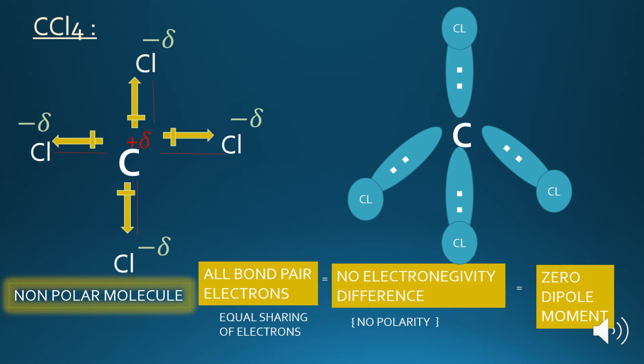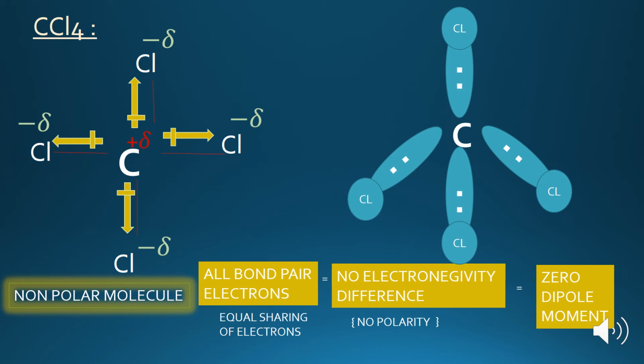As a result, there will be equal sharing of electrons at the four corners of the carbon because these four chlorines will cancel out each other's effect. As a result, carbon tetrachloride has a zero dipole moment, meaning it has no polarity, or it is a non-polar molecule. And we can also predict the molecular geometry of this molecule by using the dipole moment.